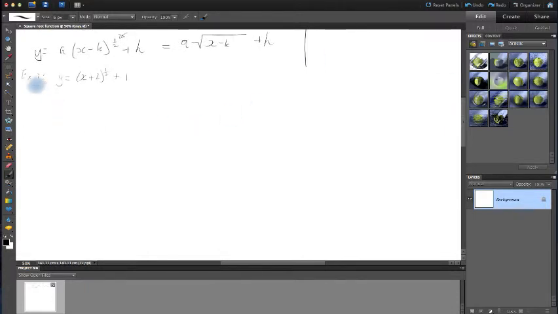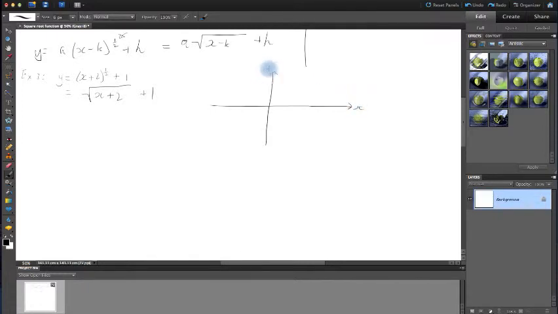Okay, here's our first example. Y equals x plus 2 to the power of a half plus 1. Now I just want to note quickly that that could also have been written x plus 2 under the square root sign plus 1. Okay, so this takes the same form as our previous graph.